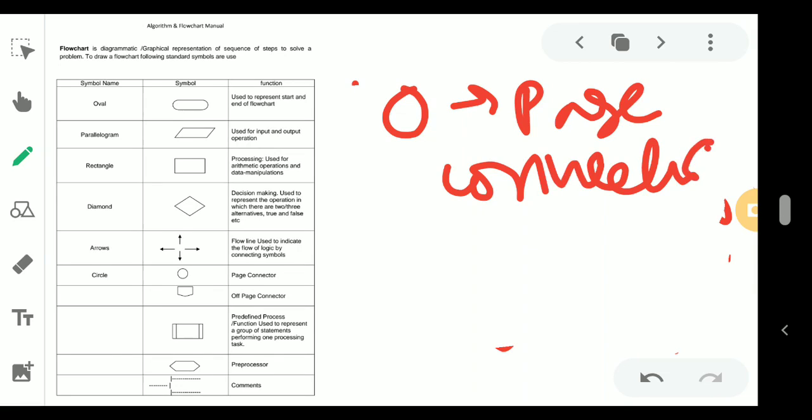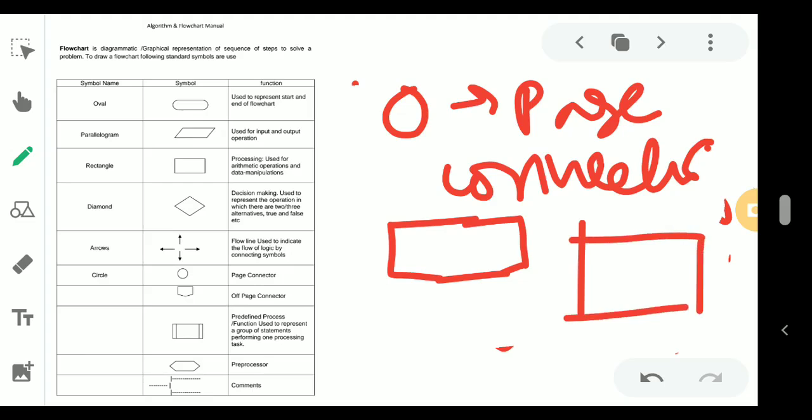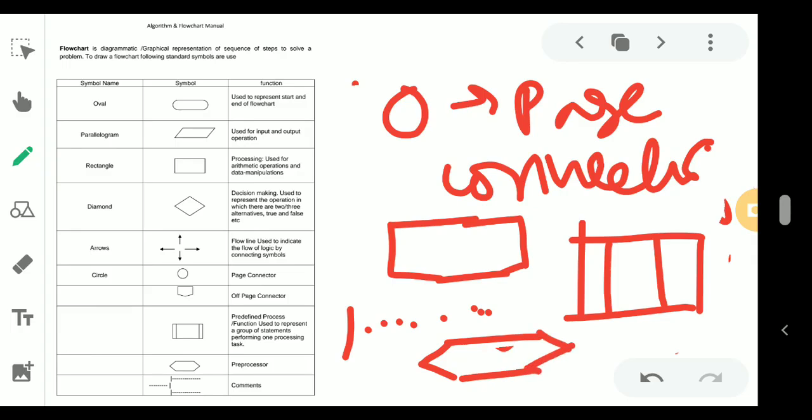Another one is the offpage connector. This structure is also used as a page connector. If a process is predefined, already defined, then this kind of symbol is used. And if we do this, it is a comment, which means whatever we write under it will not be considered. And this kind of symbol is known as the processor symbol. These three symbols we are not generally using in the flowchart. I hope the symbols, their meanings, and what a flowchart is are clear to you. So I'm ending my lecture over here. Thank you, students.